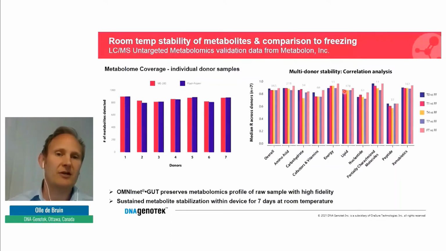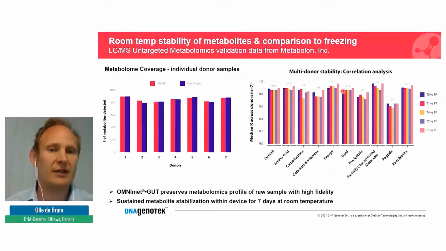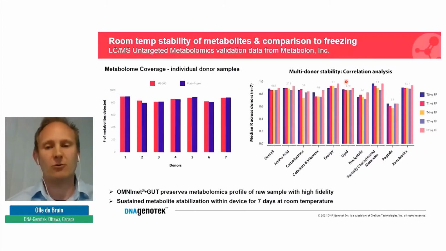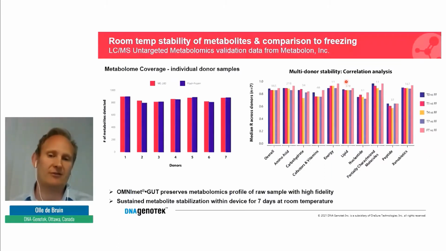For example, lipids, we get between flash frozen and T0 close to 0.9. And then if you go 1, 4, and 7 days, it doesn't notably change, indicating that the metabolites are stabilized within the days, for 7 days at room temperature. So, okay, that's good. So we looked at the overall metabolomic profile.